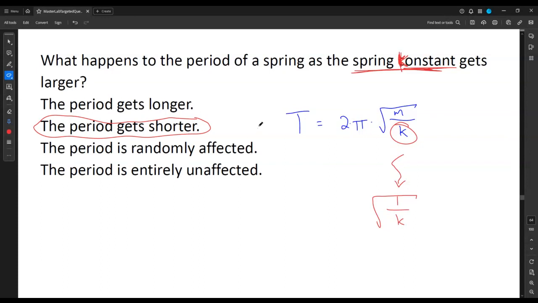Think about it though, that means that there's more force on the spring at all times. It's going to accelerate and change speeds more quickly. It's going to move faster. That's going to make the period get shorter.